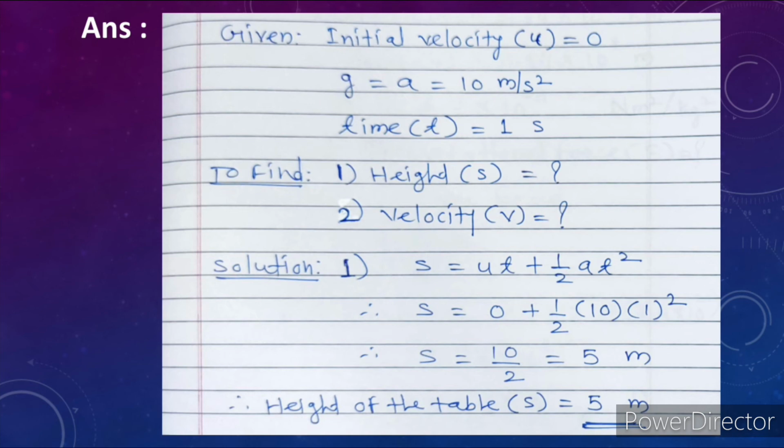Solution. First answer. Formula is s is equal to ut plus half at square. Substituting given values we get s is equal to 0 plus half into 10 into 1 square, and therefore s is equal to 10 by 2, that is equal to 5 meter, and therefore height of the table s is equal to 5 meter.